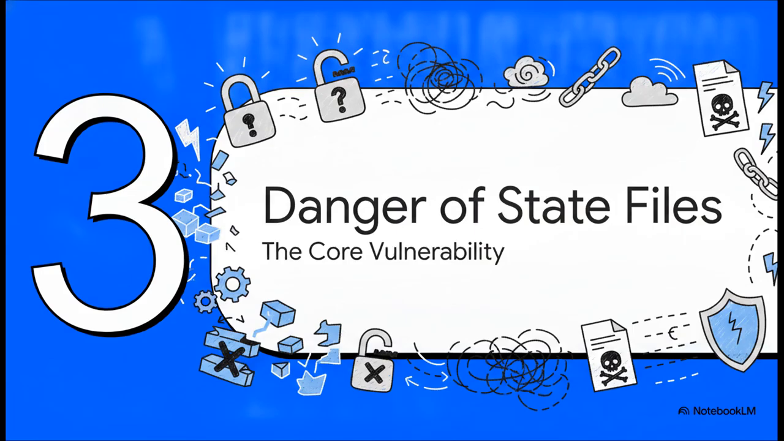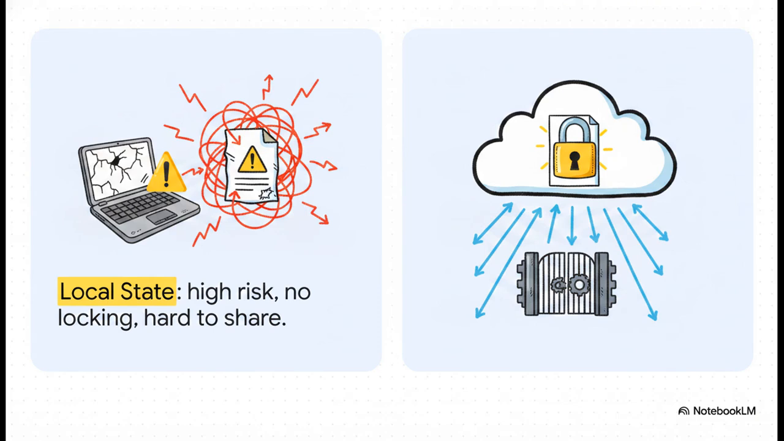This is the core vulnerability. This brings us to a massive divide in Terraform security: local versus remote state. By default, Terraform stores its state file locally on whatever machine is running the code. Local state comes with a super high risk of accidental deletion. It has absolutely zero built-in locking to stop concurrent updates, and it's just a nightmare to share safely. Remote state, on the other hand, is managed in a shared backend. It supports state locking so engineers don't overwrite each other, and it fundamentally boosts security with encryption.